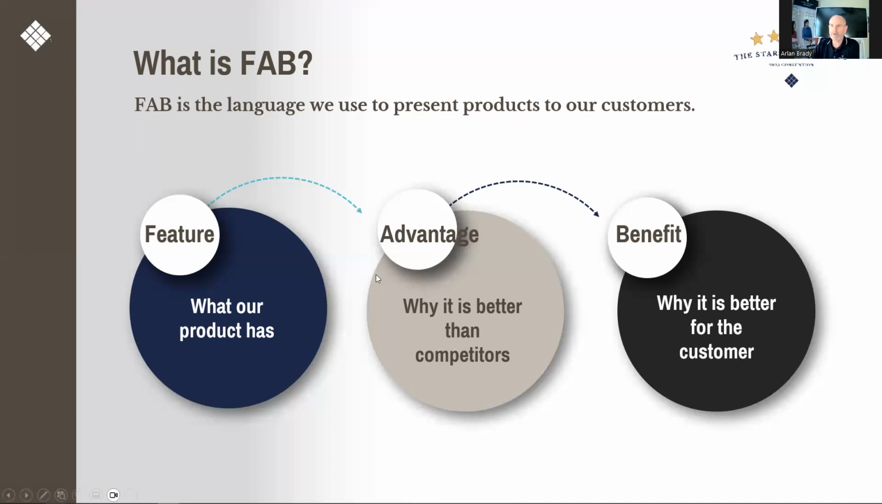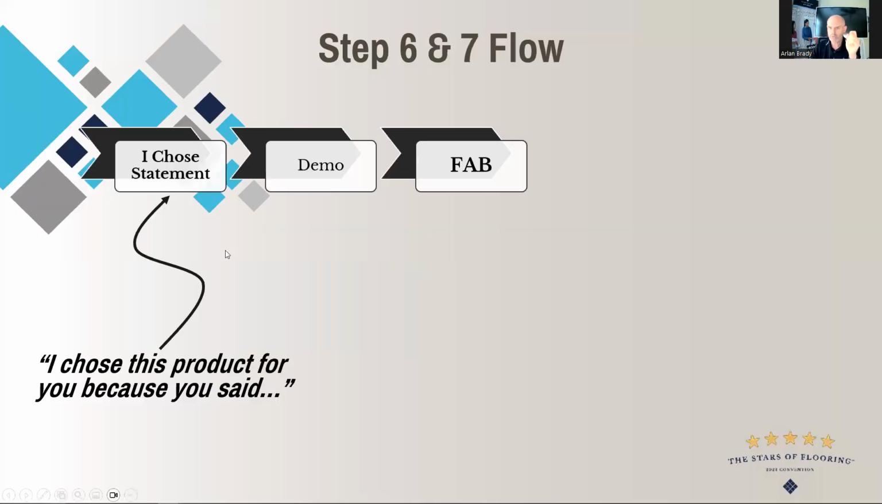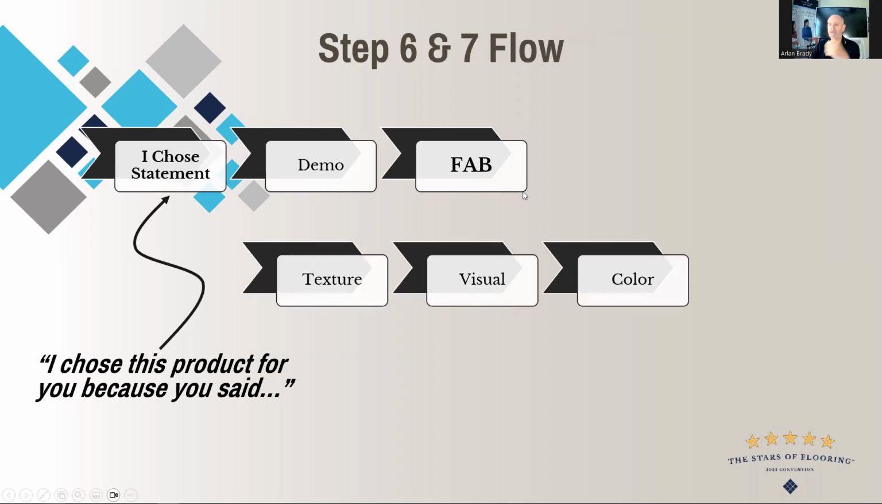Okay. So think for a moment, how are we going to present product to the customer? When we get to step 6 and we're presenting product to the customer, I chose this product for you because you said that you were interested in a carpet that was practically stain proof. Right? Later, we'll get into product demos, but this is where I'm going to pull out the FABs. So I chose this product for you because you said you were interested in a product that was stain proof. Well, we have this carpet that has R2X on it, and I can explain the features, advantages, and benefits of it. Then we can talk about the texture, the visual, the color.